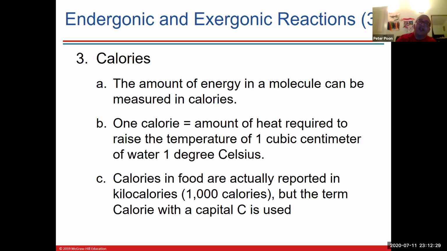A calorie is the amount of energy a molecule can release. One calorie is the amount of heat required to raise the temperature of 1 milliliter of water by 1 degree Celsius. One cubic centimeter is 1 milliliter. The calories in food are actually 1,000 calories. So in other words, 1 calorie of food is the amount of heat required to raise 1 liter of water 1 degree.